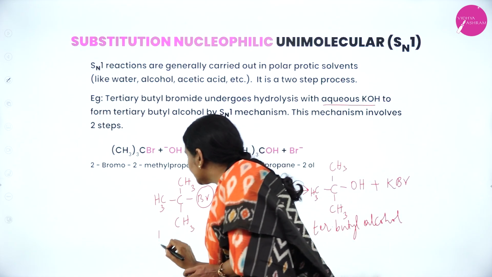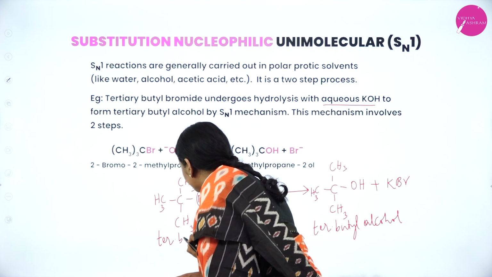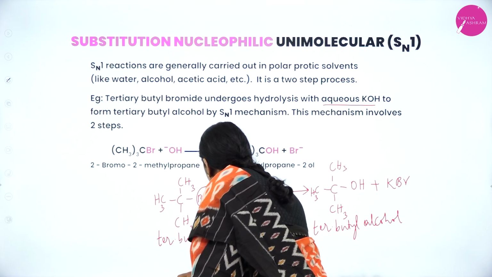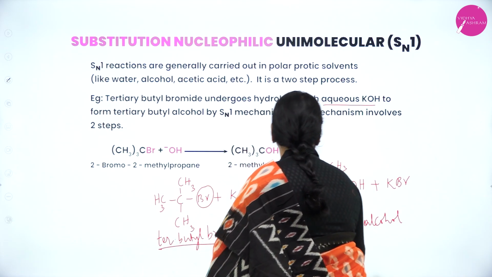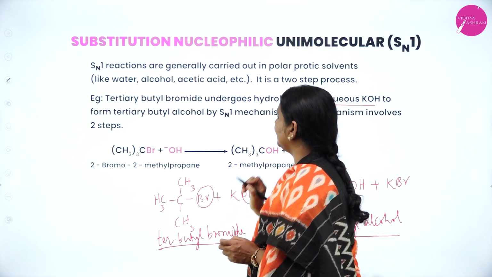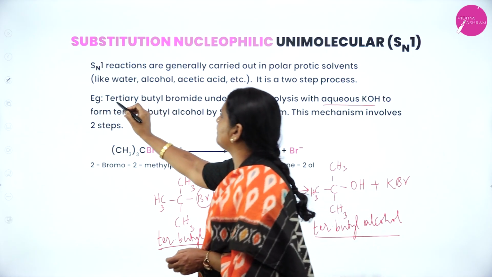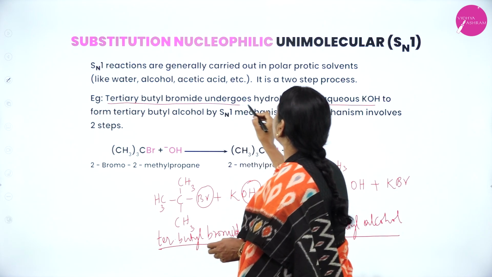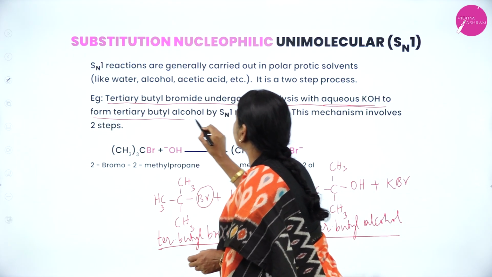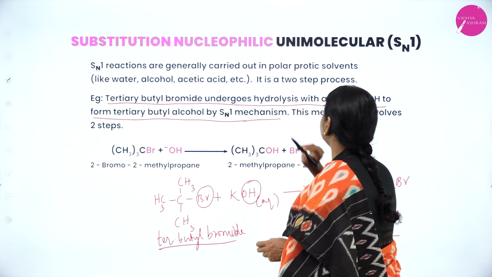Alcohol. It is tertiary butyl bromide, and it is tertiary butyl alcohol. Therefore, for example, when tertiary butyl bromide undergoes hydrolysis with aqueous KOH to form tertiary butyl alcohol by SN1 mechanism.